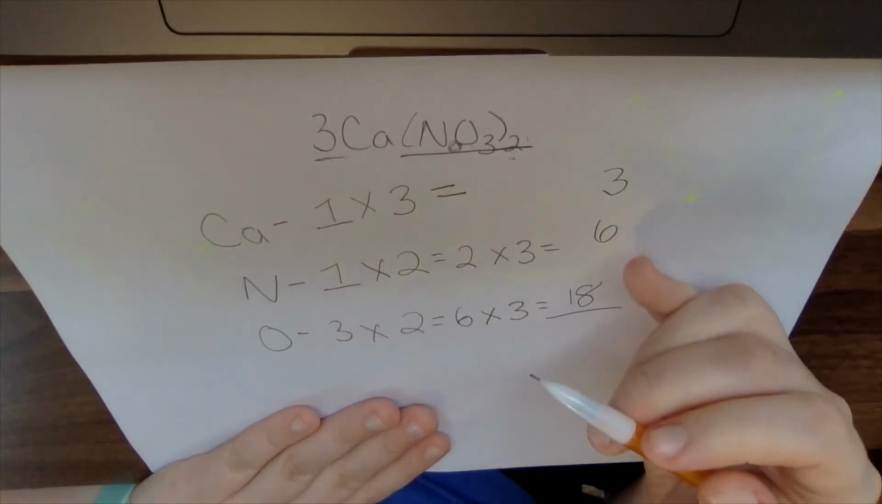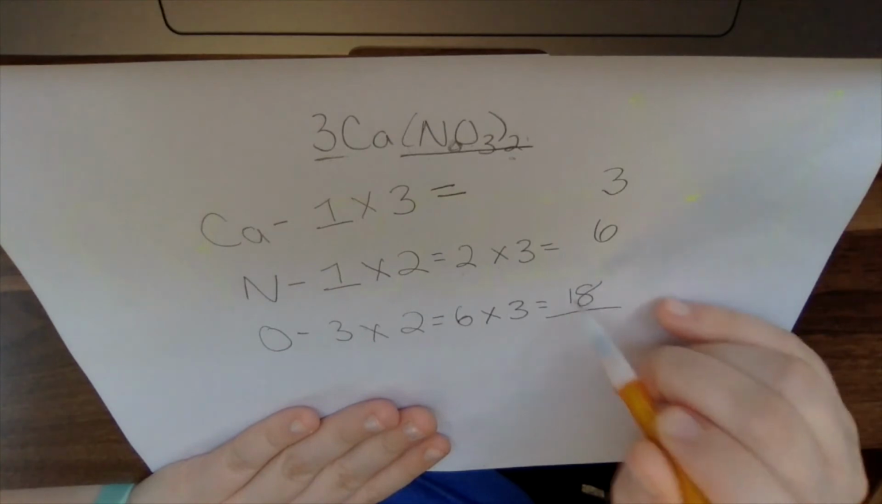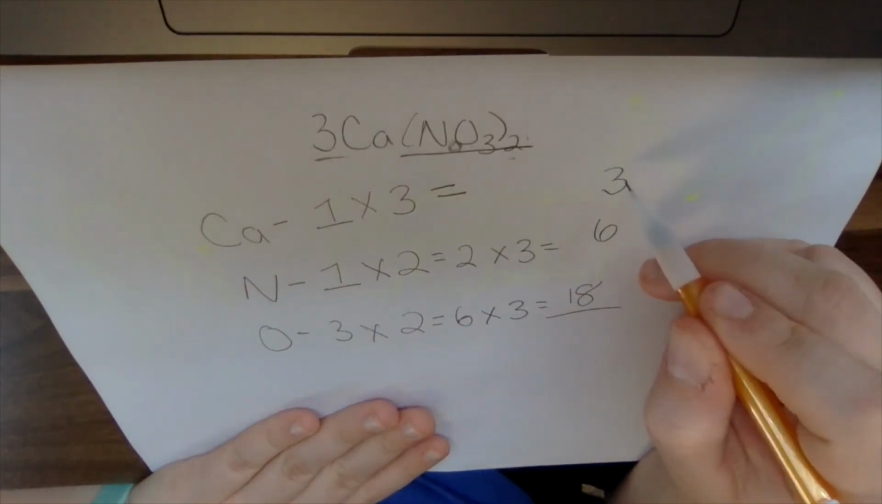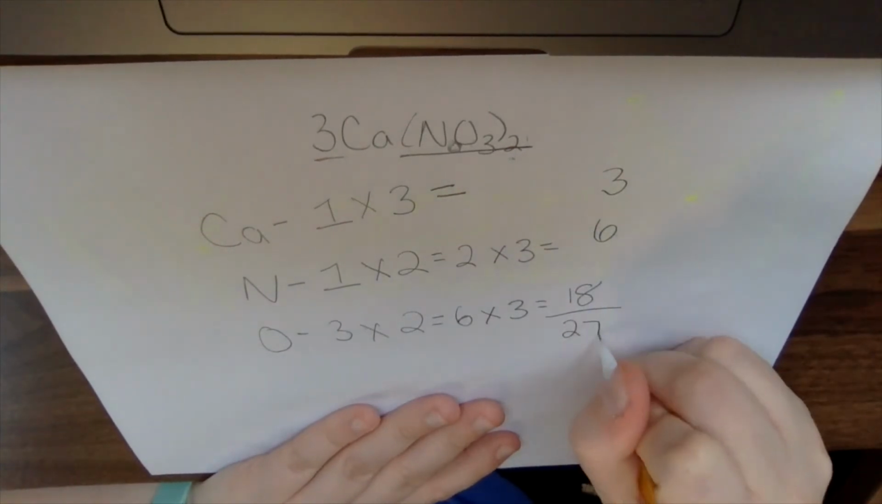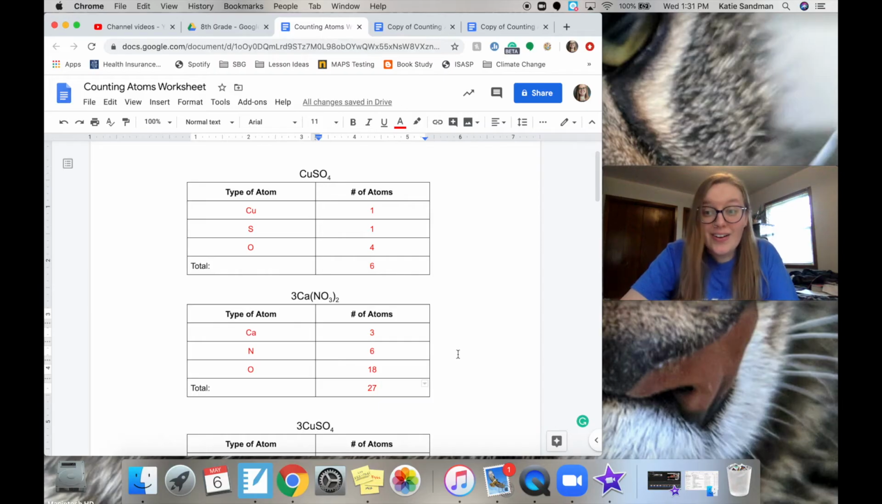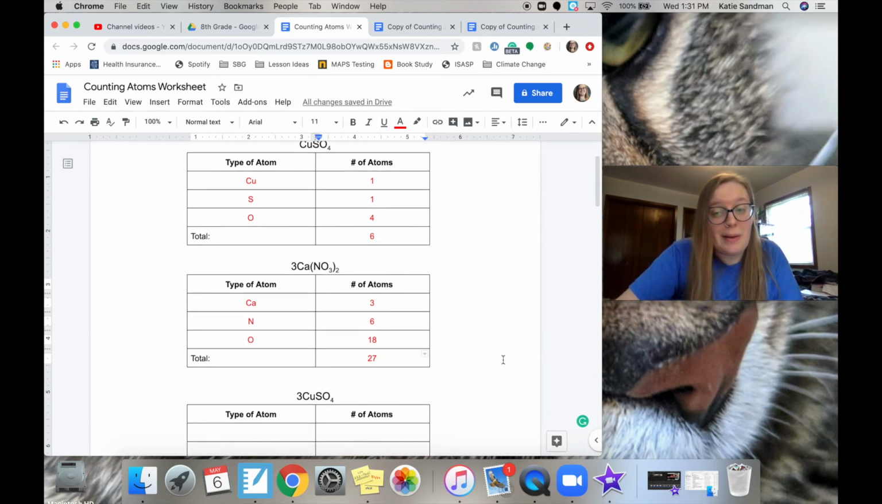Now we just need to add everything up. So 18 plus 3 is 21, plus 6 is 27. So we have 27 atoms total. Alright, so that example is done now, and I have the work on here. So what I would recommend doing is kind of like what I just did, and do it on a piece of paper first and then put your answers in here, so that way you know you're doing your work correctly. If you can do it mentally, that's totally fine as well, but that's just how I prefer to do it.